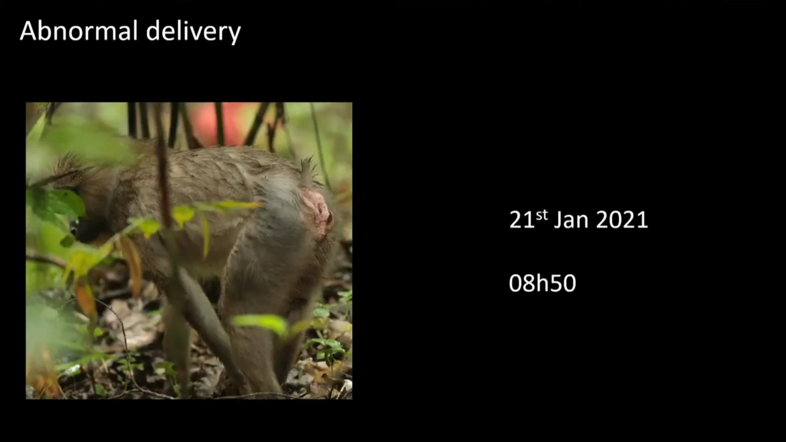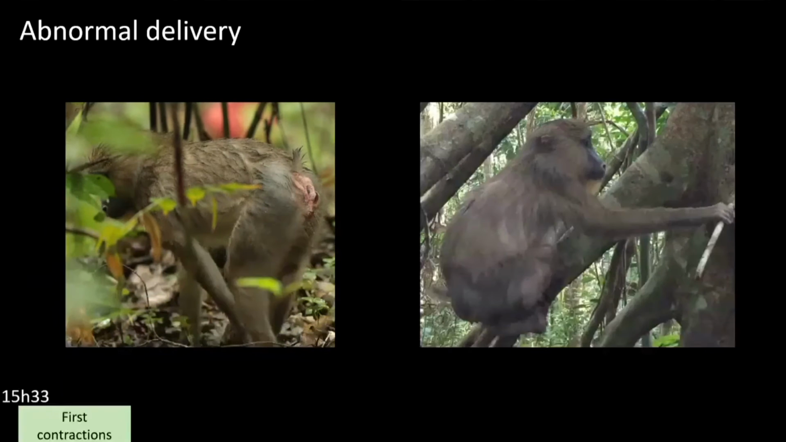So this abnormal delivery took place on the 21st of January, and around 9 in the morning we could see that something was going on with her because she was walking hunched, and she also had a secretion being expelled by her vulva. So we believe that this meant the parturition was about to happen. We didn't find her again.